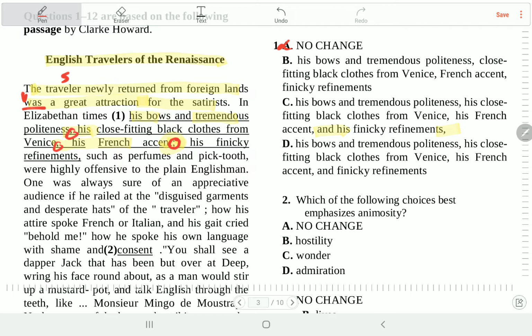Let's see B. His bows and tremendous politeness, comma, his fitting black clothes from Venice, comma, again there's no comma and here. We need a comma and at the end of the list. Now C and D, what's the difference? Here I have a comma and, and here I have a comma and. Okay, here it says his, and here it doesn't say his. Okay, here there's a comma, here there's no comma. What do you think? What is he saying here? His bows, his close fitting, his French. So we need the his, so that it is parallel.